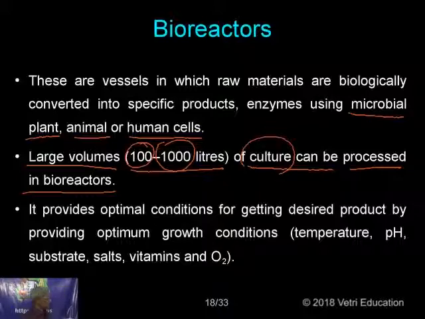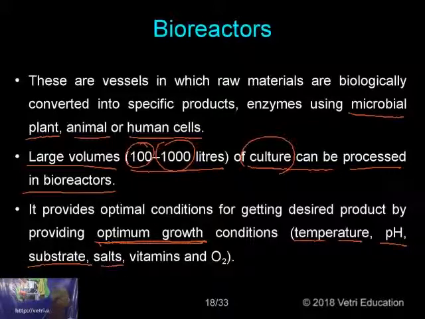It provides optimal conditions for getting the desired product by providing optimum growth conditions: temperature, pH, substrate, salts, vitamins and oxygen. So everything should be maintained properly. These are very simple terms we have told. Optimal growth is achieved by providing all the necessary conditions. The temperature should be maintained, pH should be maintained, then substrate should be made available, then salts, vitamins, everything should be maintained in a bioreactor perfectly. Then only will the product be continuous. You can get the best output.